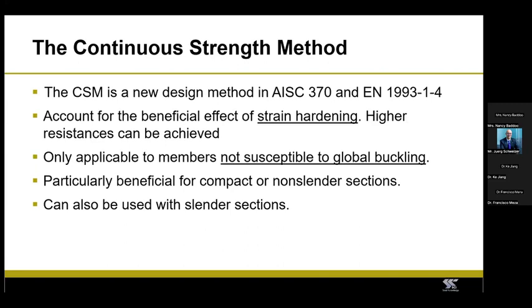The continuous strength method is particularly beneficial when designing non-slender or compact cross-sections, because in this case, the resistance predicted by the CSM will be larger than the yield load, which is obtained by multiplying the gross cross-sectional area of the column by the yield strength. And in the case of beams, it might be larger than the plastic moment capacity. Now, the continuous strength method can also be used when the strength of the member is governed by local buckling. But in this case, the resistance you will get when using the CSM is not going to be significantly larger than the one you would get when using the traditional method.